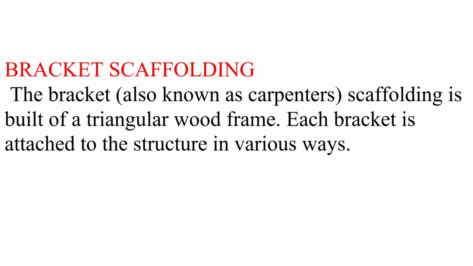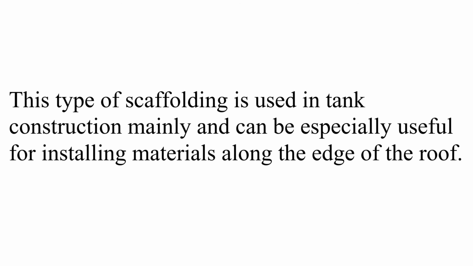Bracket scaffolding. The bracket, also known as carpenter's scaffolding, is built of a triangular wood frame. Each bracket is attached to the structure in various ways. This type of scaffolding is used in tank construction mainly and can be especially useful for installing materials along the edge of the roof.